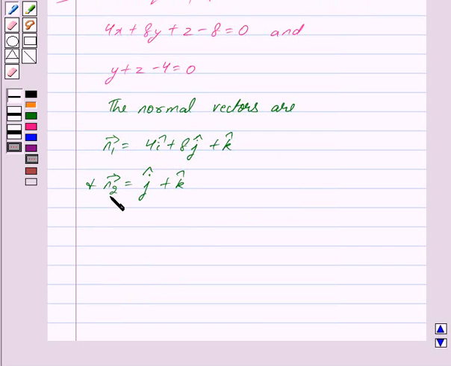Now from the key idea we know that the planes are parallel if vector n1 is parallel to vector n2. We can clearly see that the direction ratios of the two normals are not proportionate, hence the planes are not parallel. Also from the key idea we know that the planes are perpendicular if vector n1 dot vector n2 is equal to 0. We can clearly see that vector n1 dot vector n2 is not equal to 0, hence the planes are not perpendicular.